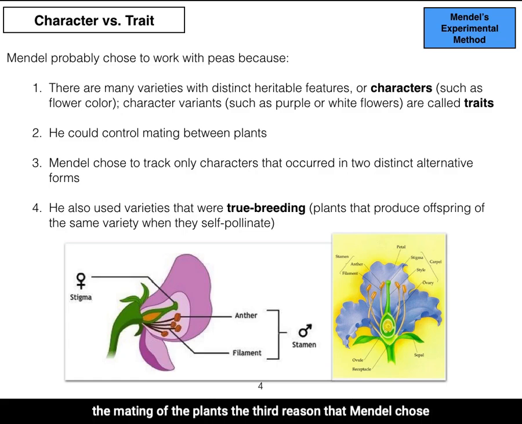The third reason that Mendel chose the pea plant was because he was able to track the traits with only two distinct alternate forms. He used varieties that were true breeders, in that they produced offspring of the same variety whenever they were self-pollinated. Here on the slide, you see an image of the pea plant. This is self-pollinated, and this self-pollination is possible due to the presence of both the male stamen and the female stigma.